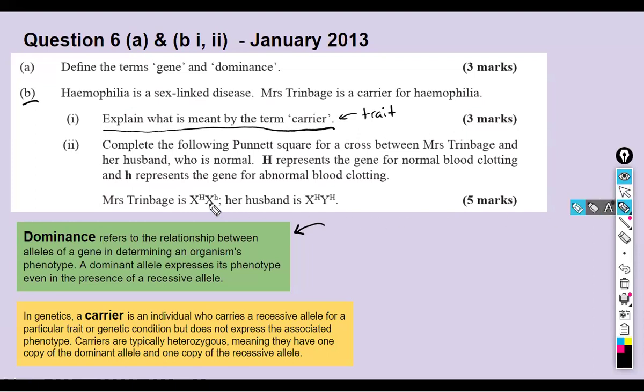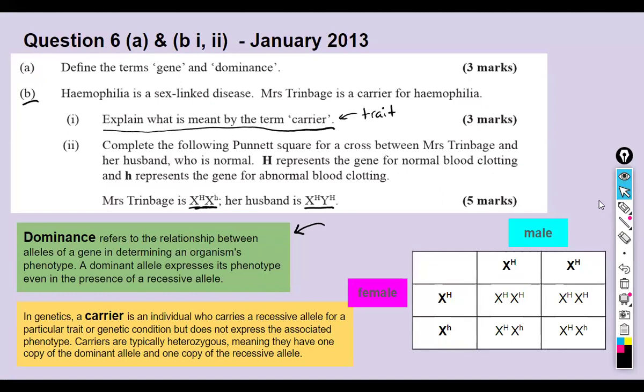And this one here, if you notice, you have X capital H and X lowercase h, right? Obviously, the ones with the capital H is the dominant gene. So in this one here, they're telling you the exact genotype of Miss Trinbage and the genotype of her husband. And they want you to draw up the Punnett square. That should be super easy. Pause the video and see if you can do it first. But I'm going to reveal my answer now. And this is what you would get. This is the husband here, and this is the wife, Mrs. Trinbage. And these are all the possible outcomes. I hope you got the same answer.